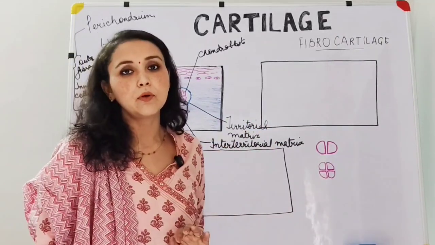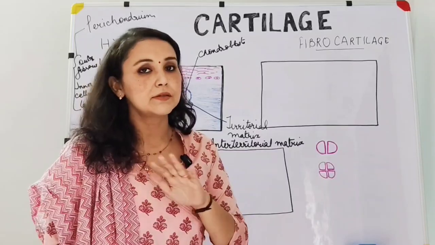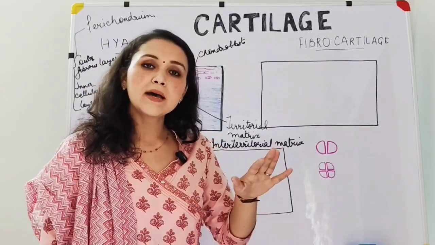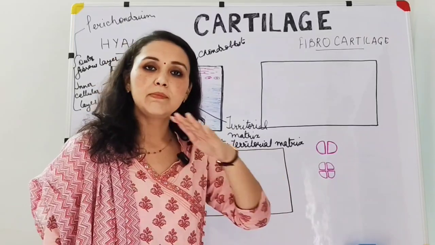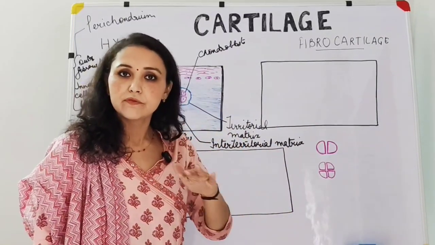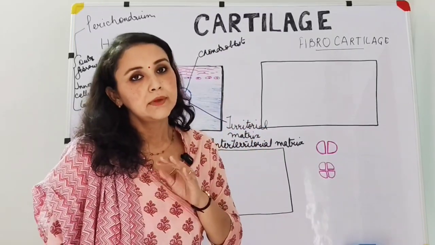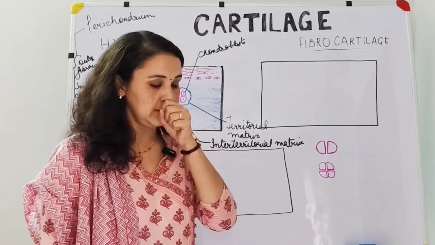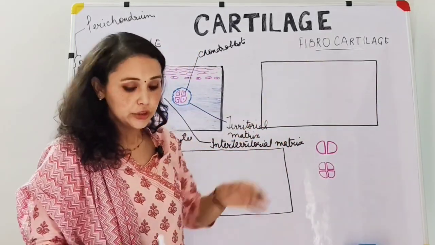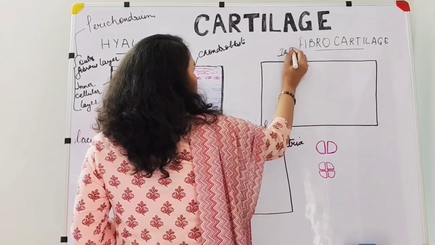Now we come to the fibrocartilage. In fibrocartilage, the first layer is absent. That means there is no perichondrium. You don't have to draw perichondrium. So there will be chondroblasts, there will be chondrocytes. They will be laying down the layer of collagen fibers and will be getting embedded in between them, right? The thing to remember here is, in case of fibrocartilage, you have type 1 fibers and type 2 fibers both.